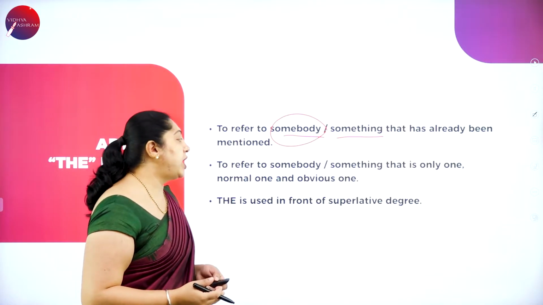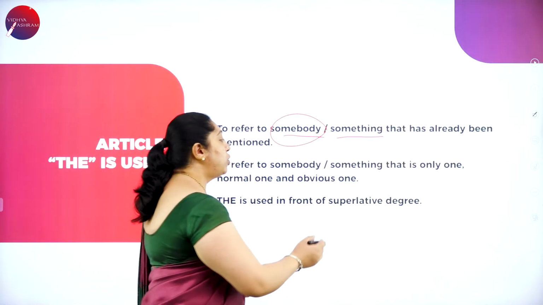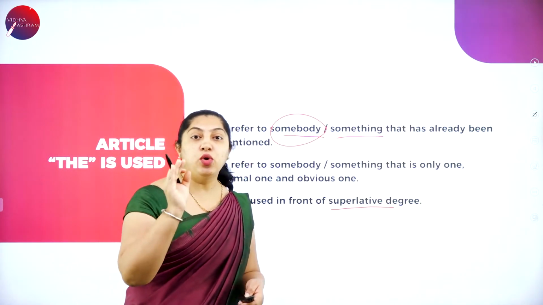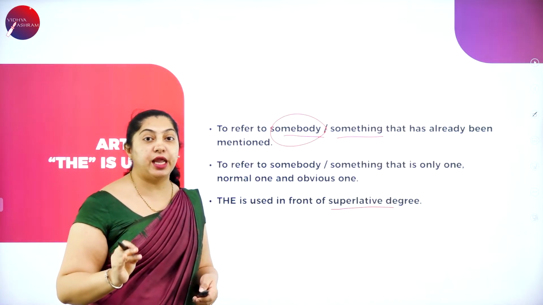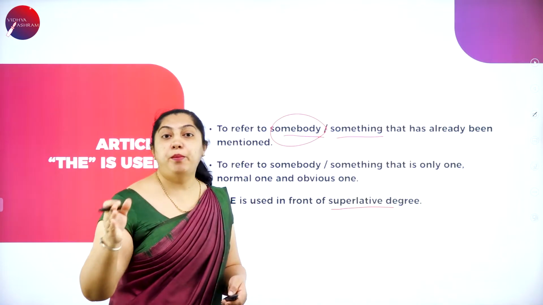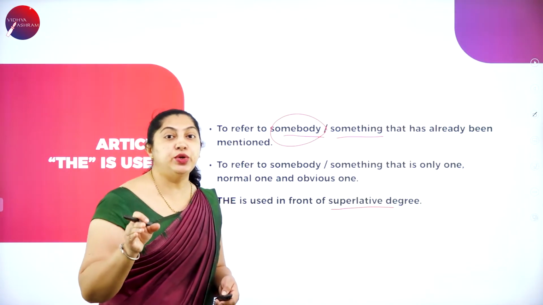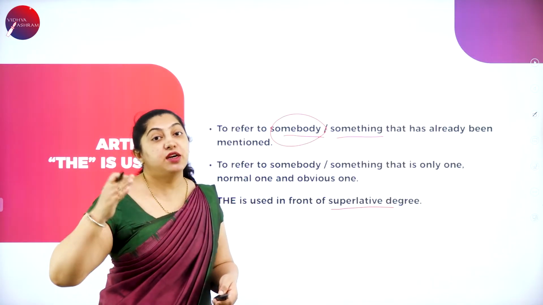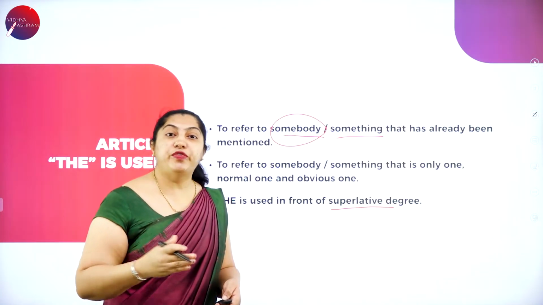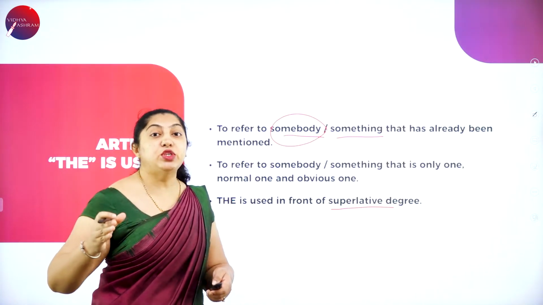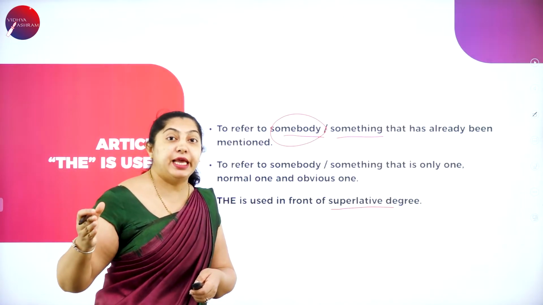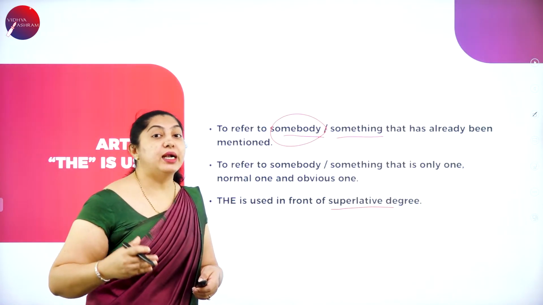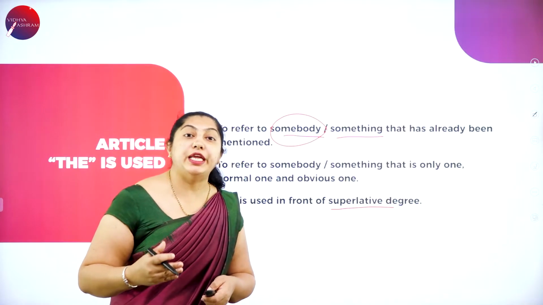The is used in front of superlative degrees. Do you know what a superlative degree is? There are 3 degrees: positive, comparative and superlative. For example, good, better, best. Best is the superlative degree. Tall, taller, tallest. Fast, faster, fastest. Beautiful, more beautiful, most beautiful. So for the fastest, tallest, prettiest, most beautiful, for all these we use the article the before the superlative degree.